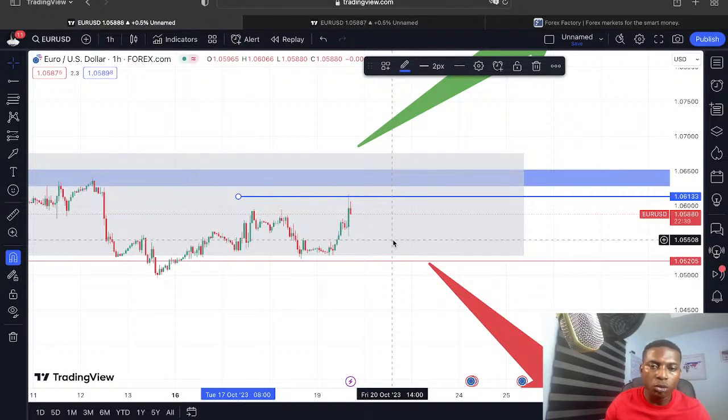Now, setting your stop loss is based on your discretion, in the sense that you are setting your stop loss based on your level of risk exposure. To what extent do you want to expose yourself to risk? That will now determine the level of your stop loss.